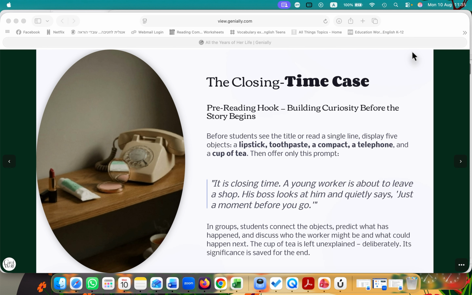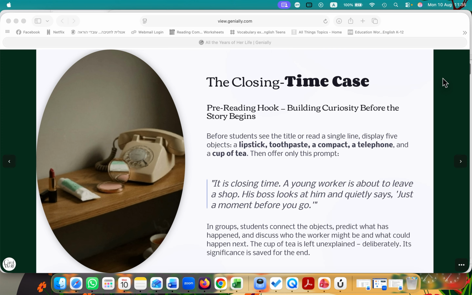We begin with a pre-reading hook, so hold off on the title. Show 5 objects or pictures of a lipstick, toothpaste, a compact, telephone, and a cup of tea. And with just this line, it is closing time. A young worker is about to leave the shop. His boss looks at him and quietly says, "Just a moment before you go."